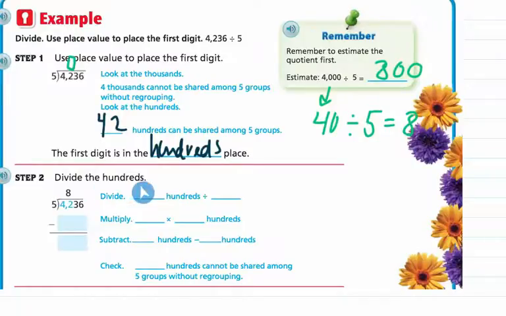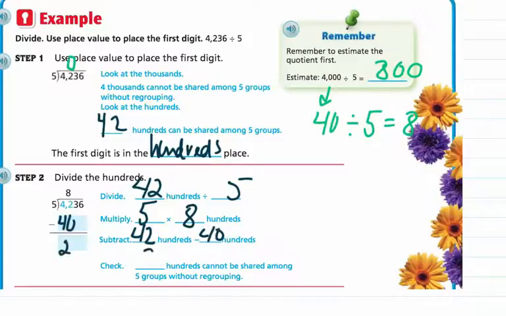So step 2, it says divide the hundreds. Divide 42 hundreds divided by 5. That's 8. Now it says to multiply. 5 times 8 hundreds gives us 40. So it says subtract: 42 hundreds minus 40 hundreds would give us 2 hundreds. Now again, let's look at 2 hundreds. Can you share 2 hundreds among 5? No, it's not enough, so we're going to have to regroup.